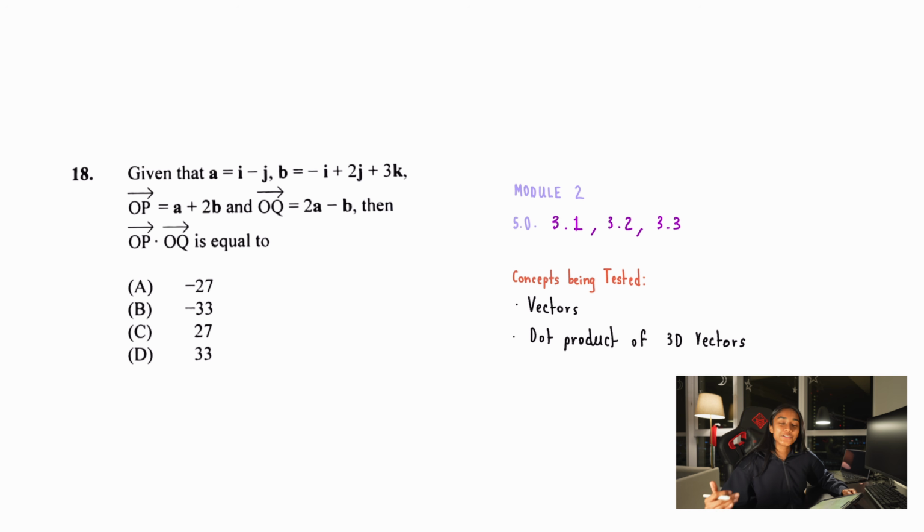Vectors is a huge topic in Module 2, and we learn quite a bit about it, and this question is going to test our knowledge just perfectly. So question 18 states, given that a is equal to i minus j, and b is equal to minus i plus 2j plus 3k, and OP is equal to a plus 2b, and OQ is equal to 2a minus b, then what is the dot product of OP and OQ?